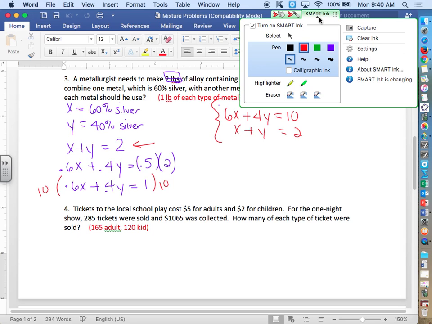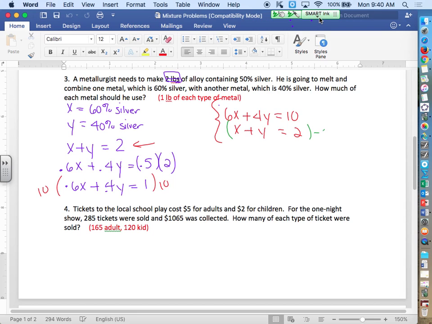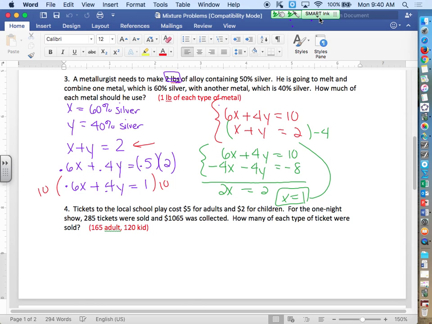Maybe multiply that second equation by, I'm going to do -4 this time. I usually try to pick the smaller value to eliminate there. So the first equation stays the same. Second equation, if I distribute, would be -4x, -4 times the y minus 4y. -4 times the 2 would be -8. All right, we get 2x equals 2, so x is 1. If I plug that back in up here, we'll get y is 1. So both of those metals, we would need 1 pound of each of those in order to create that.